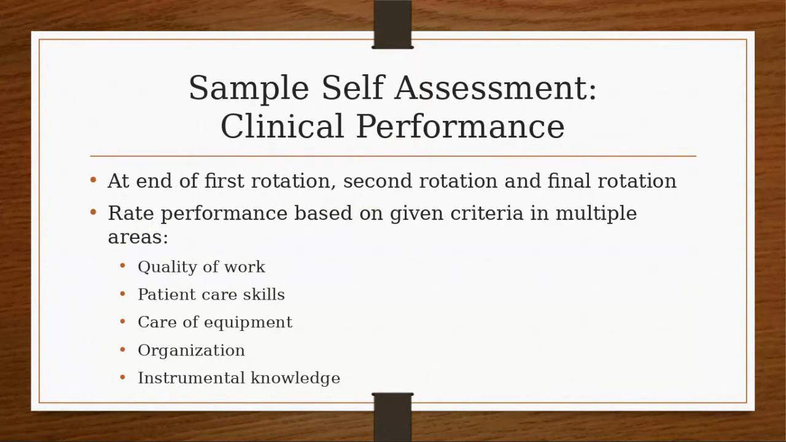Now, we also use ours for clinical performance. So at the end of the first rotation, second rotation, and final rotation, we have students do a self-evaluation of how they did clinically. They rate themselves based on given criteria in multiple areas: their quality of work, their patient care skills, their care of equipment, organization, and instrumentation. There are a few more on this list; this is just kind of an umbrella.